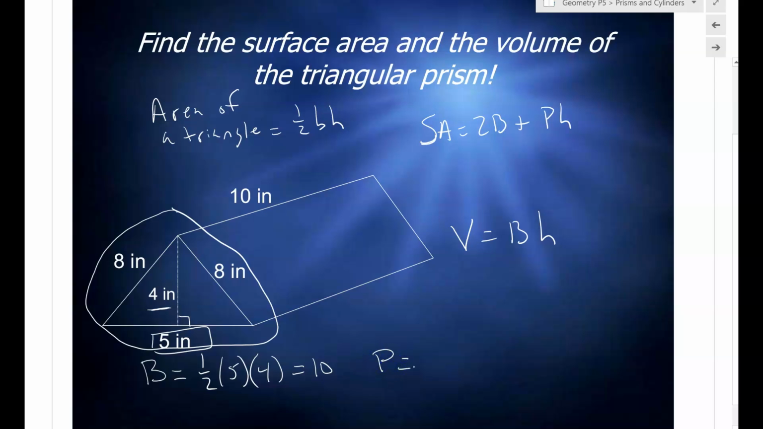Now, we have to find the perimeter of my base. Remember that this P is the perimeter of the base up here, this right here. Well, what is the base? Well, the base is a triangle with sides of 8 plus 8 plus 5. So that means my P is 21.